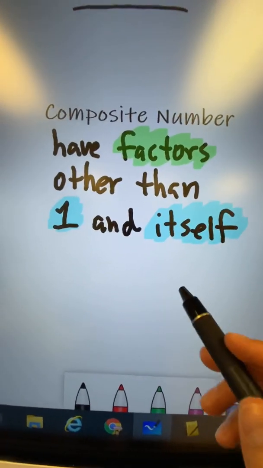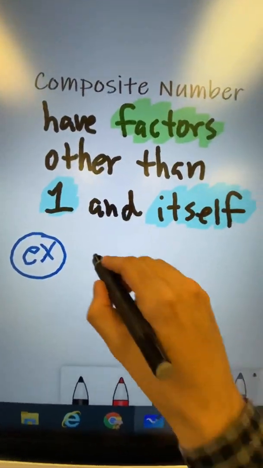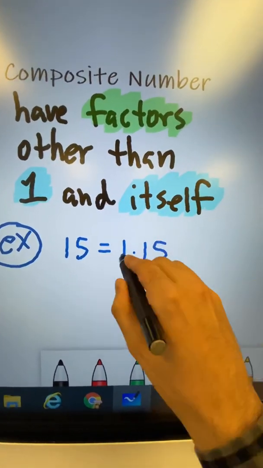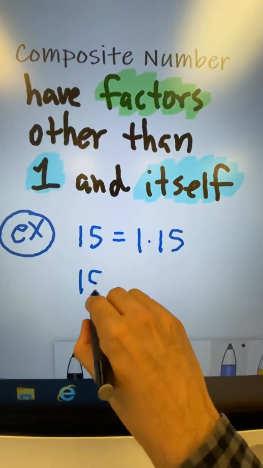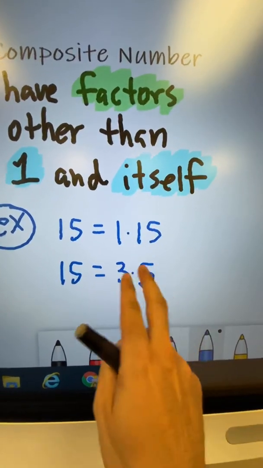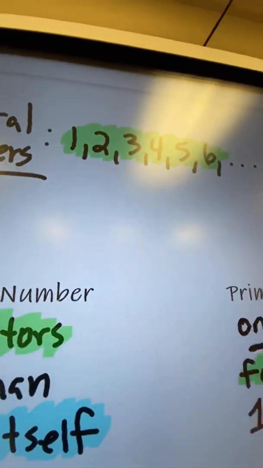And then let's look at the last set of examples. Another composite number will be something like 15. Why? Because I know the factors of 15 are 1 and itself, but it also has factors 3 times 5. So when you have more than one pair of different numbers that give you the same number when you multiply them together, it's composite. Again, we always have to think of those numbers from that list.